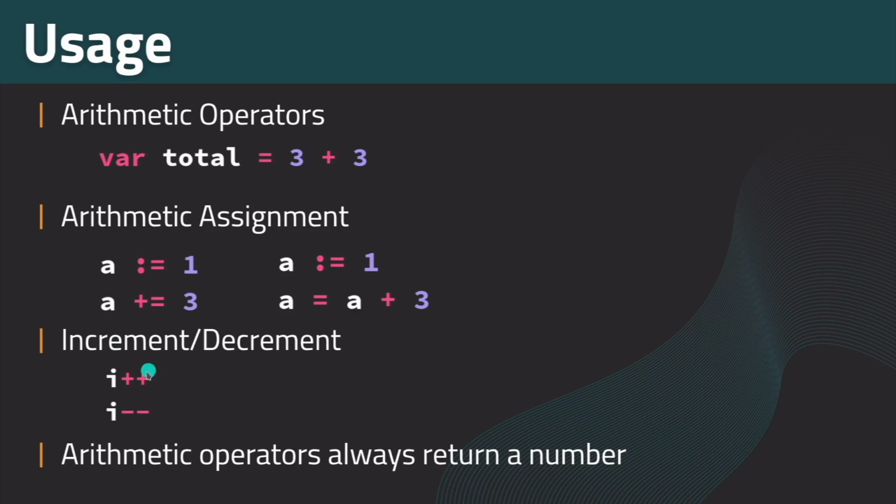We also have increment and decrement operators. So these are very common in loops. Here we have a variable I. And if we do plus plus, we're just going to be adding 1 to the I. And if we do minus minus, we're going to be subtracting 1 from the I.